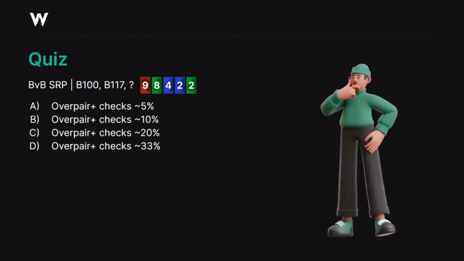So let's do another quiz. Blind versus blind single spot. So it's the same board, but now the line changes. Okay, now we are betting 100 on flop, betting 117 on turn, and then a river, question mark. Are we checking?